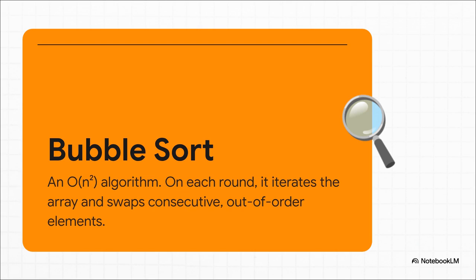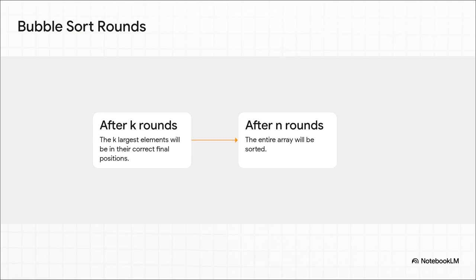Now, you learn this one in school, not because it's good, but because it's simple. The idea is you just keep passing through the list, comparing elements side by side. If a pair is in the wrong order, you swap them, that's it. The biggest numbers slowly bubble their way to the top. So check it out. After the very first pass, the absolute largest number is guaranteed to be in its final spot at the very end.